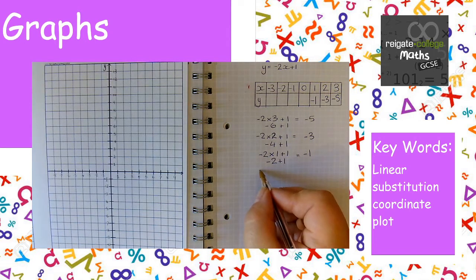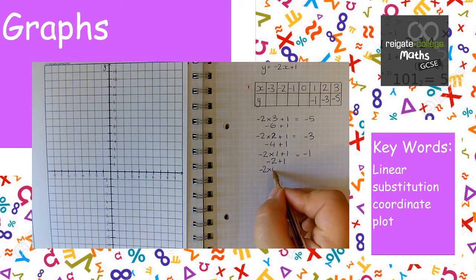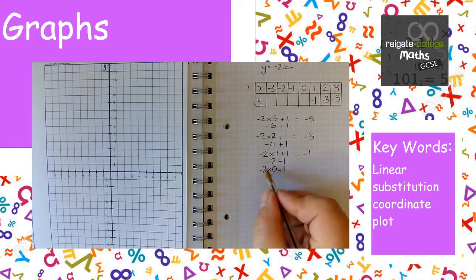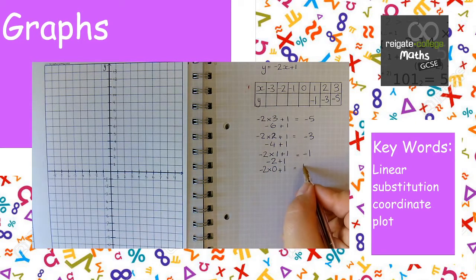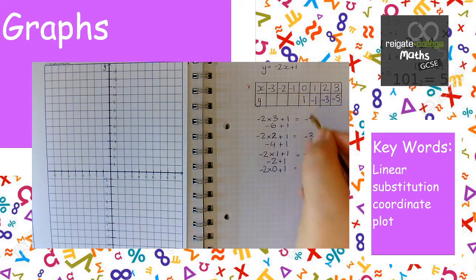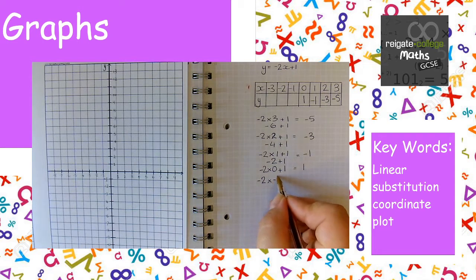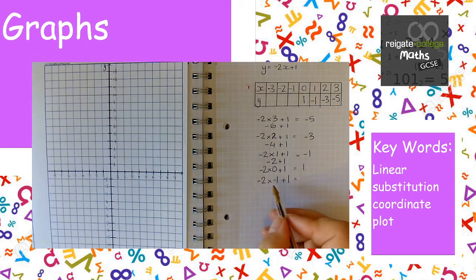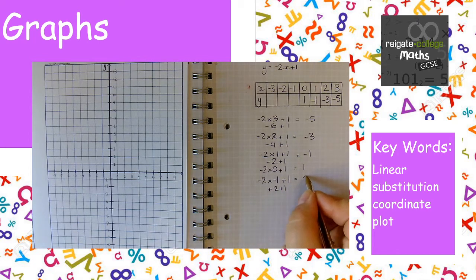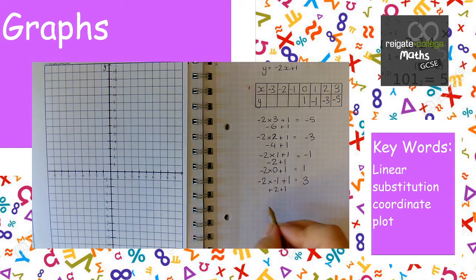Okay, on to 0. Minus 2 multiplied by 0 and then add 1. Minus 2 multiplied by 0 is 0. Add 1 is 1. My next coordinate, I have to multiply two negative numbers together before adding 1. So minus 2 times minus 1 is positive 2. Positive 2, add 1 gives me 3.